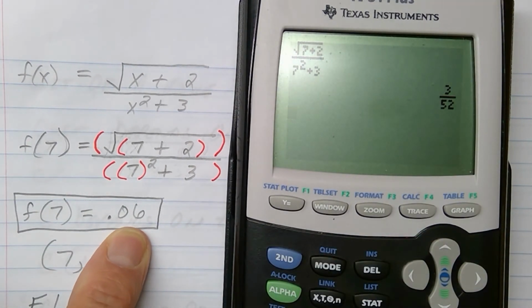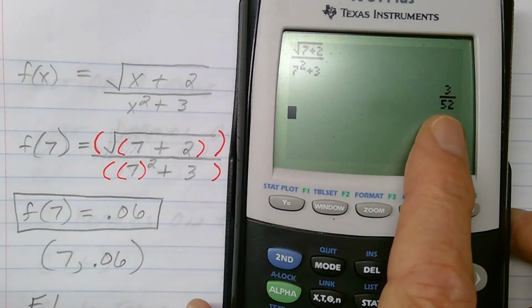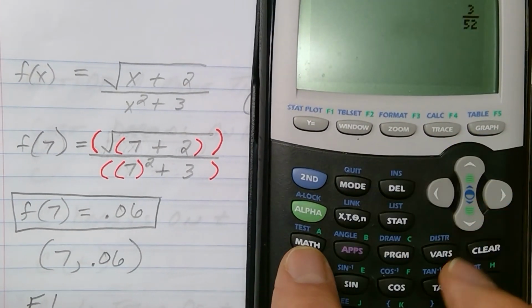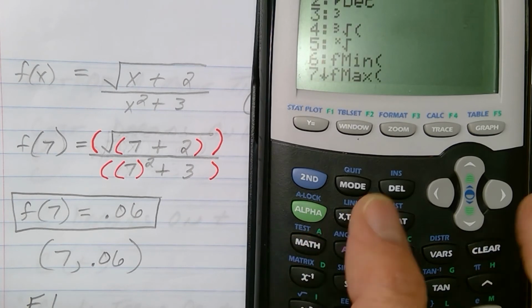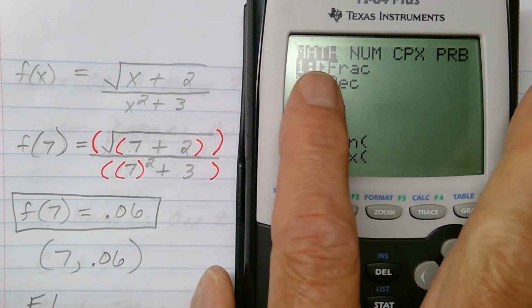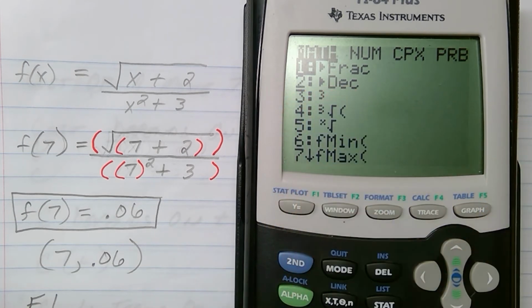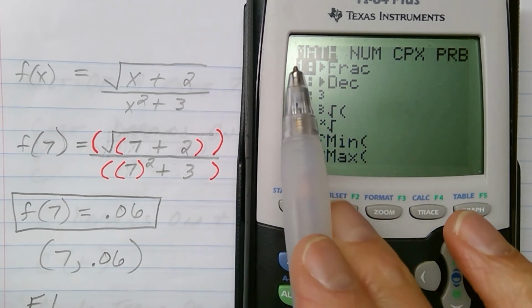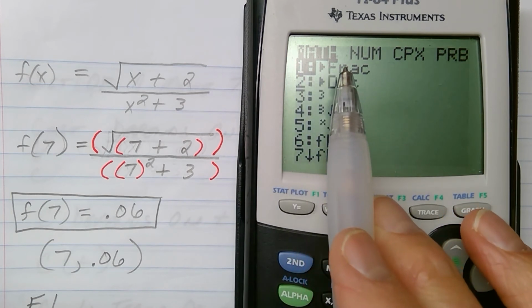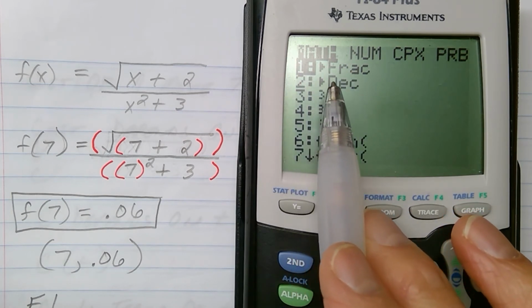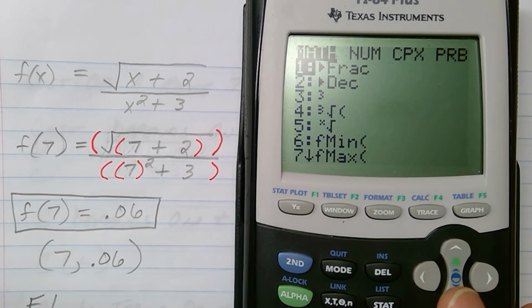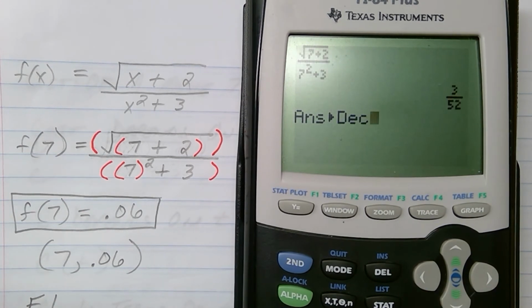Lots of times they'll ask you for a decimal answer. I just need to change this fraction to a decimal, and that's real easy. It's in the math menu right here, math. And it says, what do you want to do? Well, I actually want option number 2. I want to change my answer to a decimal. Option 1 says, do you want to change your answer to a fraction? Option 2 says, do you want to change your answer to a decimal? I want option 2. And it says, are you sure? Yes. So I'm going to hit enter one more time. And there's the same answer, 0.06 rounded to 2 decimal places.